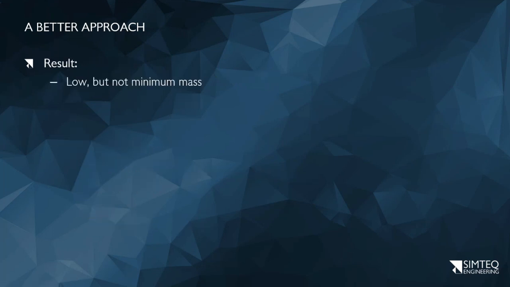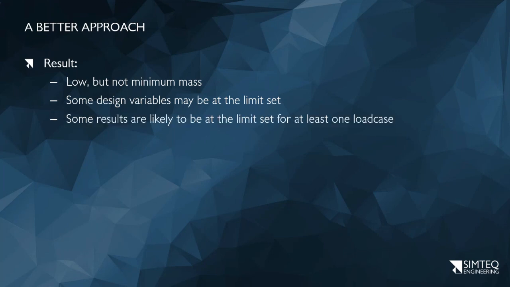So what we get out of this is a structure that's got a low mass, but not the minimum possible if I look at my design variable allowances. But some of my design variables may, and most likely will, be at the limit set. So again, if I said my stress should not exceed 200 MPa, I'll get 200 MPa for at least one load case in most cases. The only case where that doesn't happen is if I'm not allowed enough design variables, the thickness of parts and so on. So you may get to the point where I've said anything from 10 to 20 millimeters, and if I run it at 10, the stresses are actually still too low. So then in theory, I can use a thinner part.